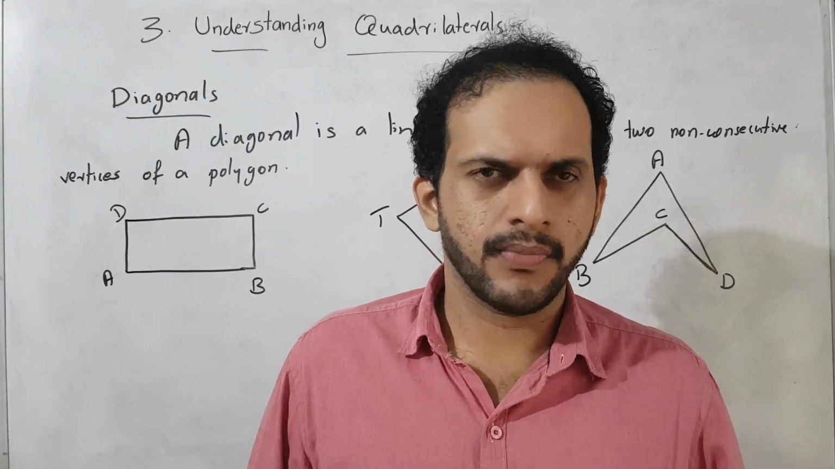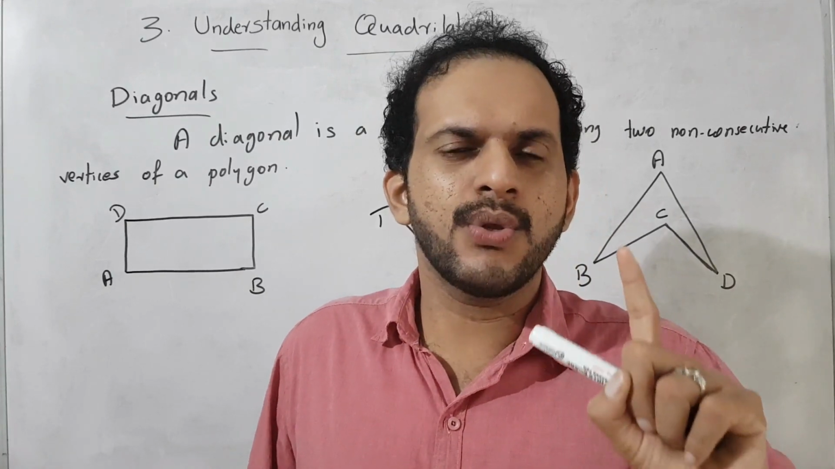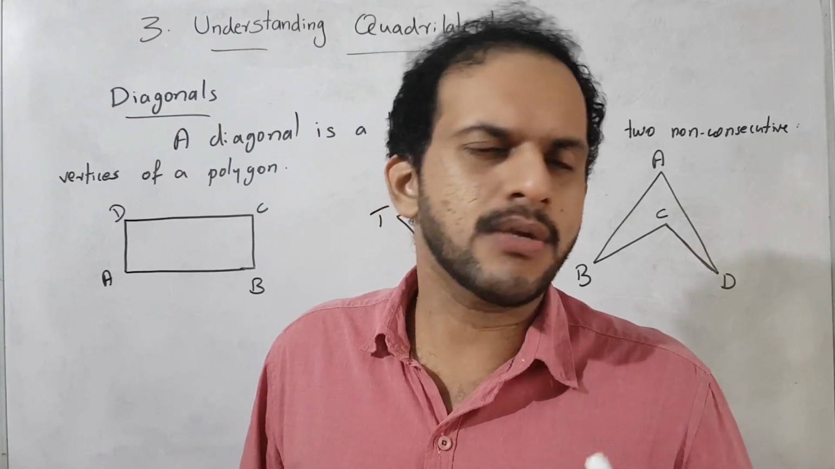Okay, diagonal is a line segment joining any two non-consecutive vertices of a polygon.